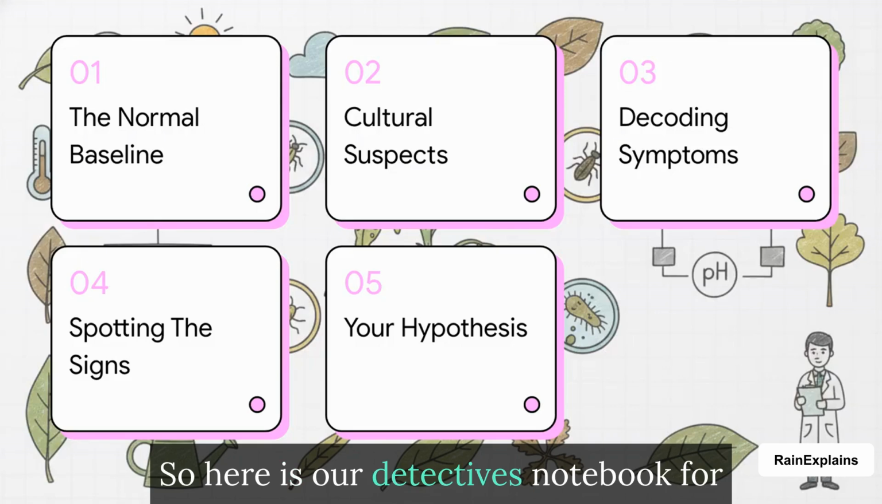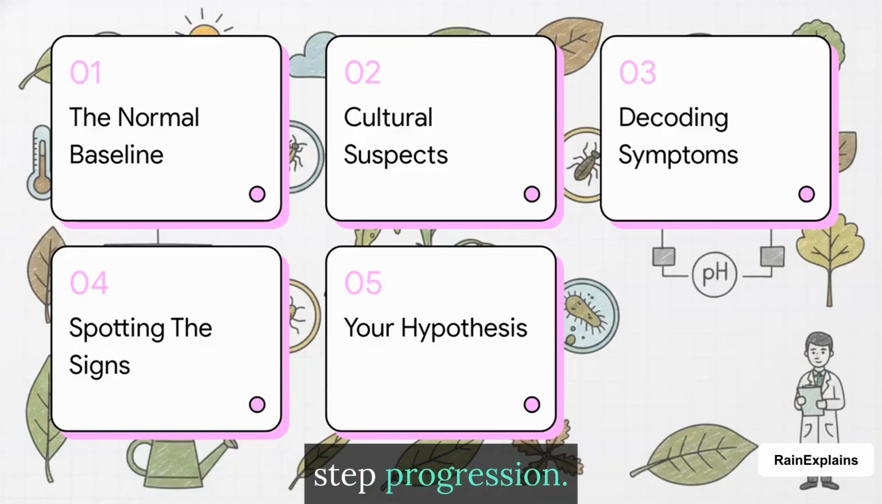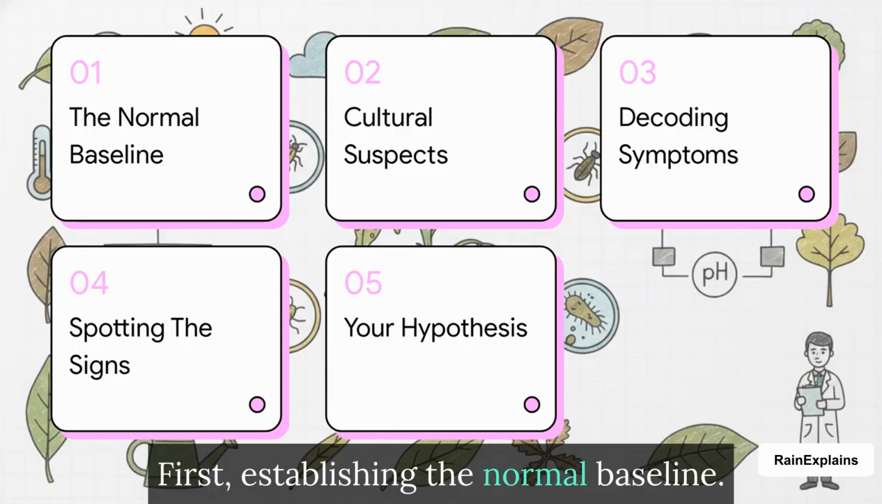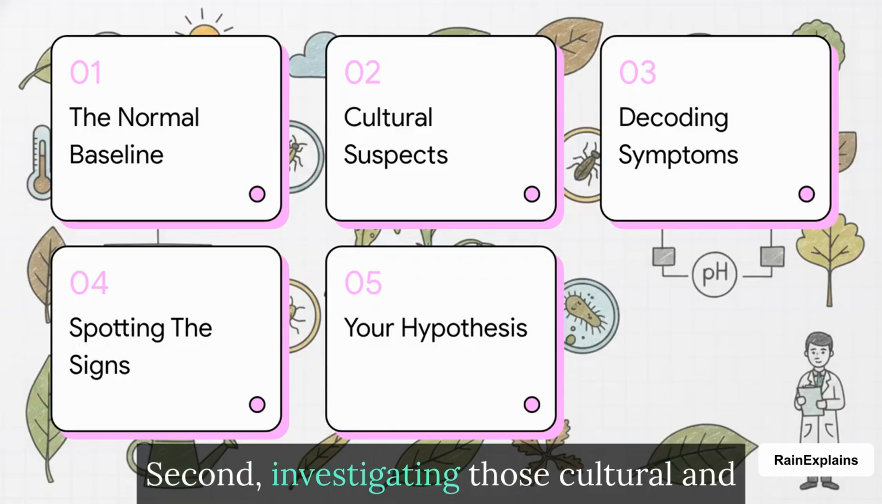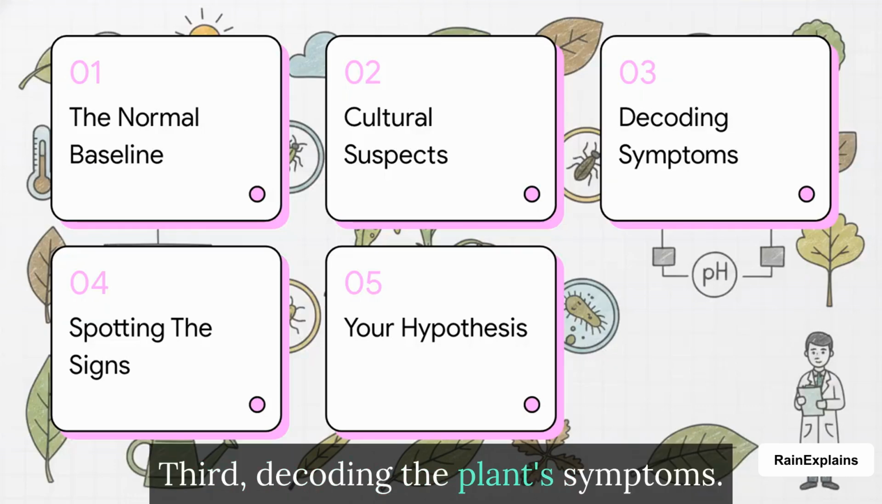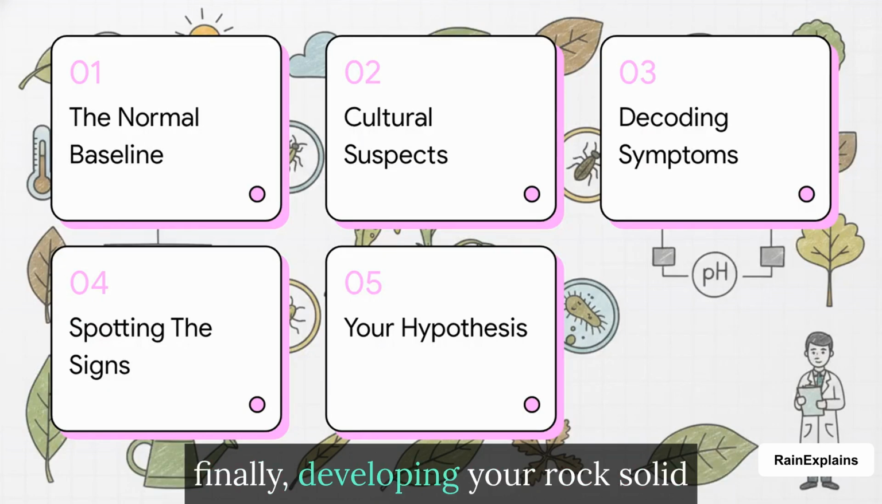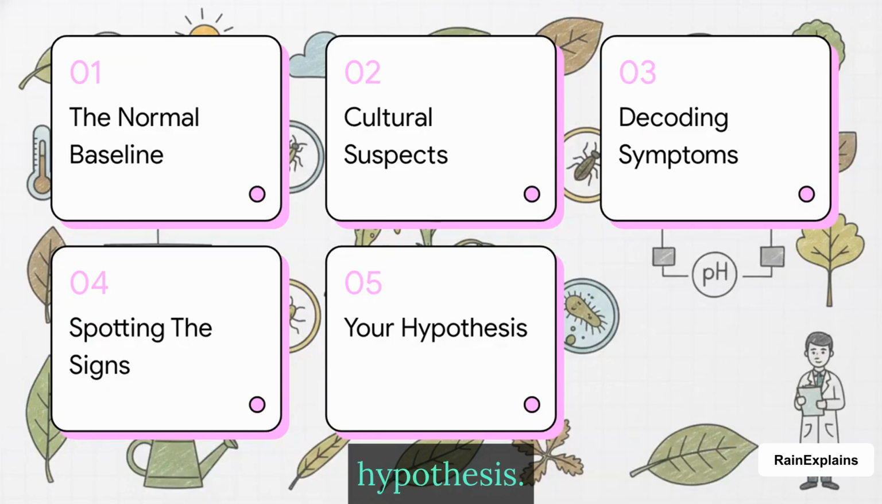So here is our detective's notebook for today. We're going to follow this exact step-by-step progression. First, establishing the normal baseline. Second, investigating those cultural and physical suspects. Third, decoding the plant's symptoms. Fourth, spotting the telltale signs. And finally, developing your rock-solid hypothesis.